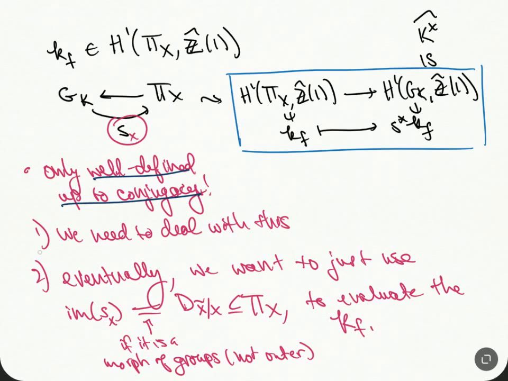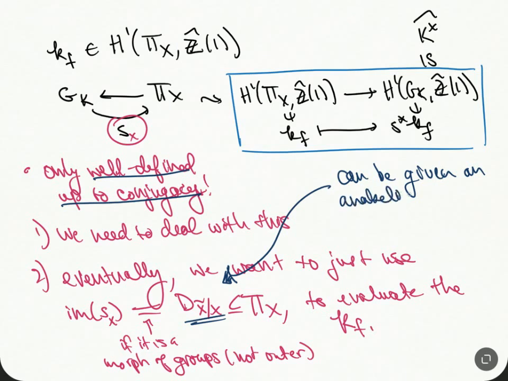And so we want to apply this method. We need to deal with this conjugacy, and eventually we'll want to just use the decomposition group of the function, not the section itself. The point is that these decomposition groups can be reconstructed, can be given an anabelian interpretation. All right, so this is what I wanted to say.